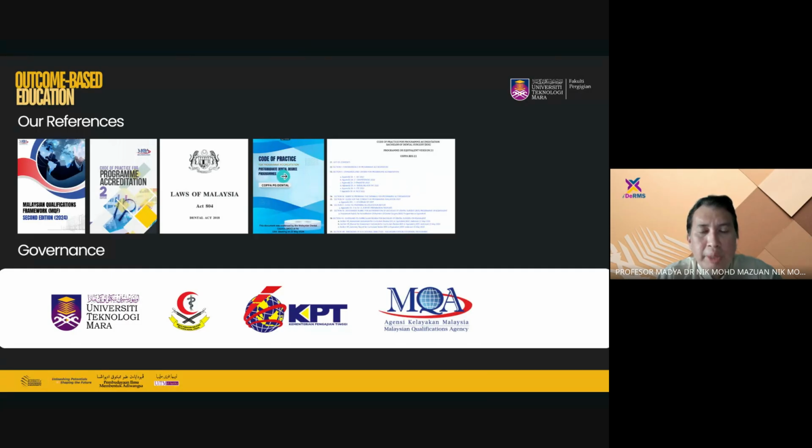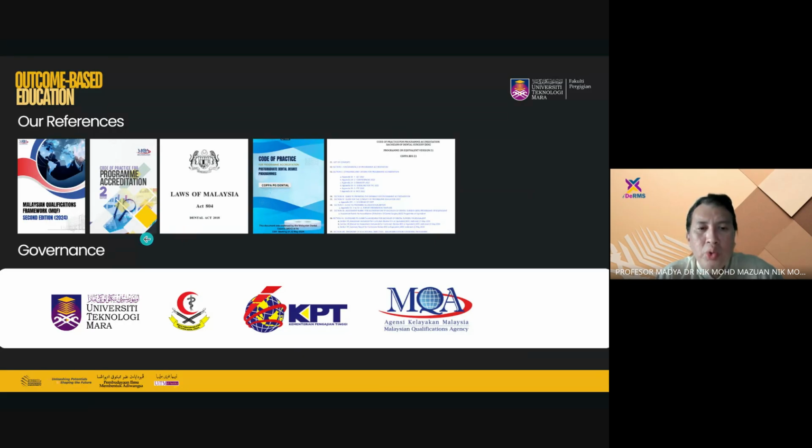Okay, COPA is the main document. Inside the COPA, there is the program standard. COPA is actually the framework of how the program should be designed, whereas the program standard is what the program should have. I think that is just my thoughts about it. COPA and program standard come together most of the time. So if you want to make sure your program is accredited by the Malaysian Dental Council and MQA, you need to abide by your COPA and program standard.